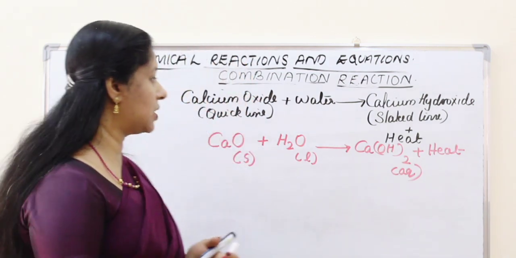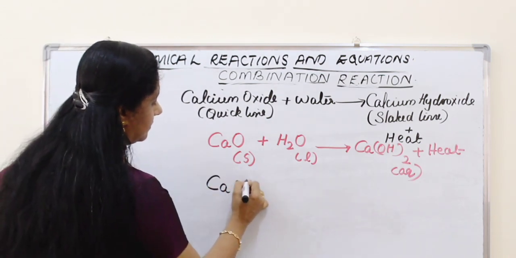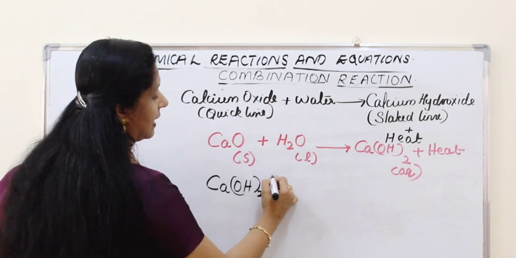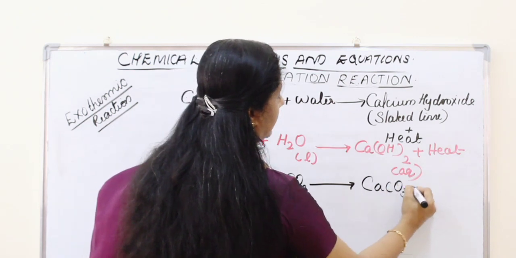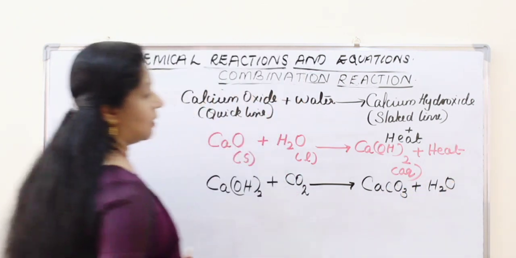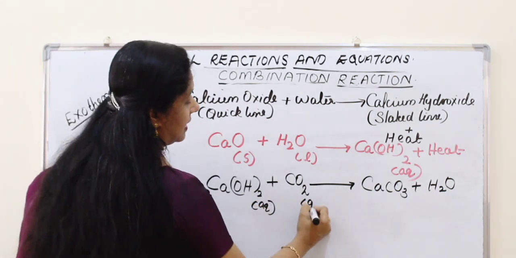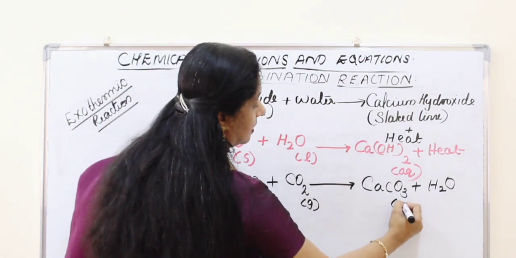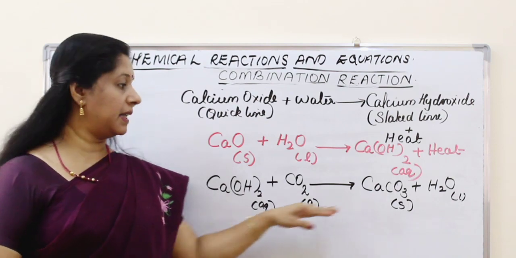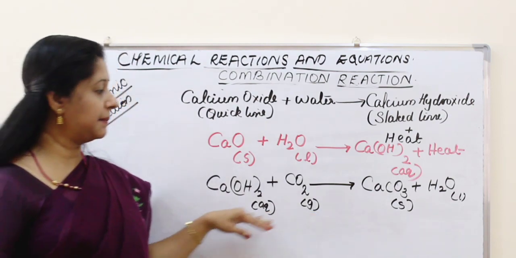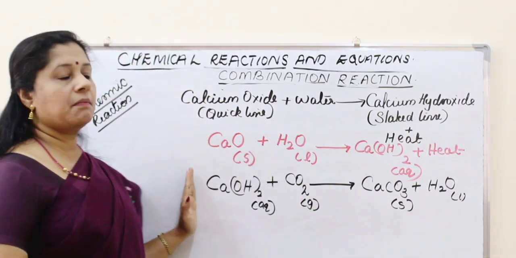So we will write the equation of that also. Calcium hydroxide applied on the wall reacts with the carbon dioxide. So what will we get? Calcium carbonate, and water will be released. Here calcium hydroxide we applied is aqueous, carbon dioxide is a gas, calcium carbonate is a solid and water is a liquid. So this is the formation of calcium carbonate if asked. Calcium hydroxide or silicate lime combines with the carbon dioxide to form calcium carbonate and water. So this is the first part of this reaction.